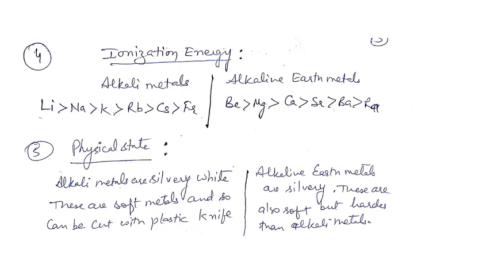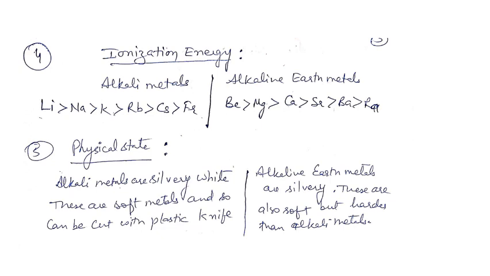Here you can see that down the group ionization energy decreases. In the alkali metals, lithium has higher ionization energy than sodium, potassium, rubidium, cesium and francium. In alkaline earth metals also, beryllium has the highest ionization energy, then magnesium, calcium, strontium, barium and radium. So the same concept of ionization energy applies in the S block, in the alkali and alkaline earth metals.